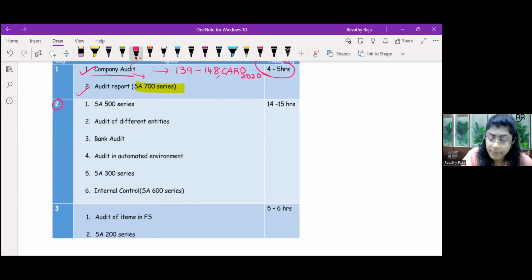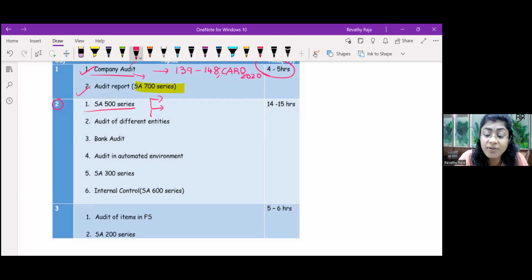Now, on this day, starting, we are more fresh. We will start with SA 500 series. Guys, 500 series, very important series. 10 standards are there. Which are those standards? 500, 501, 505, 510, 520, 530, 550, 560, 570, 580.